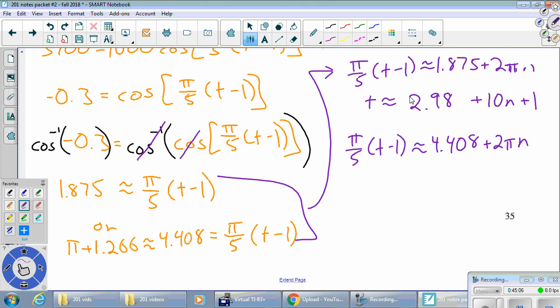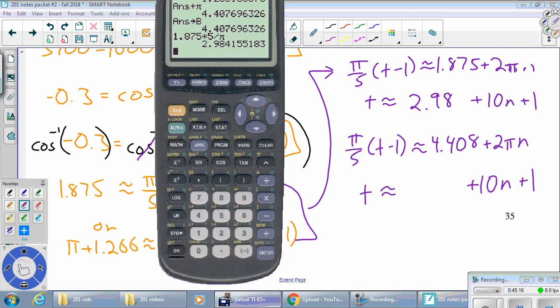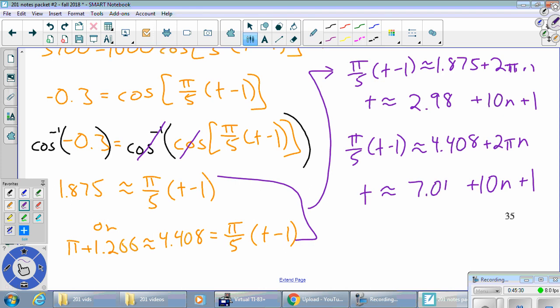Okay, same deal with this one. T is approximately equal to, so I know for sure it's going to be a plus 10n there, it's going to be a plus 1 there, and then we just need to do the 4.408 times the 5 over pi. But 4.408 is what we call b, times 5 over pi. 7.015, plus the 1 would make it 8.015.